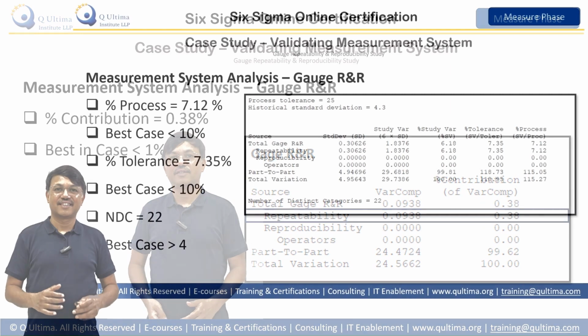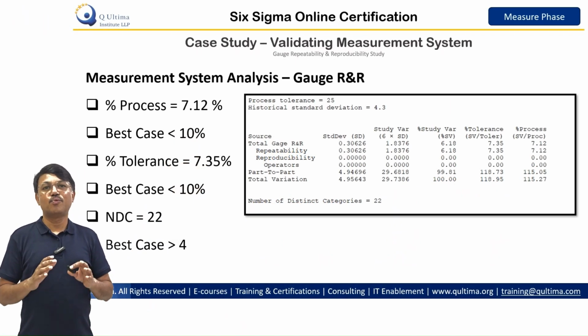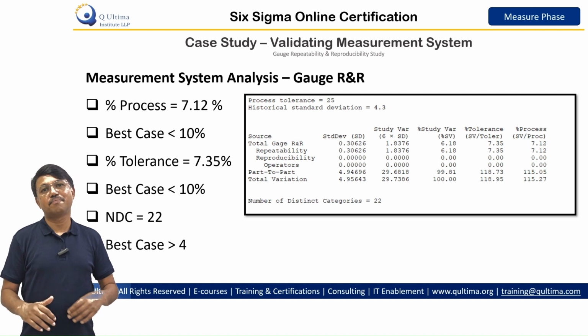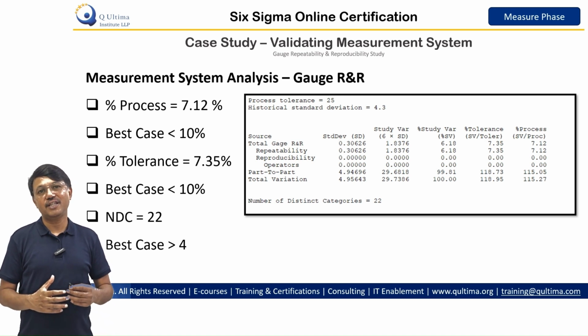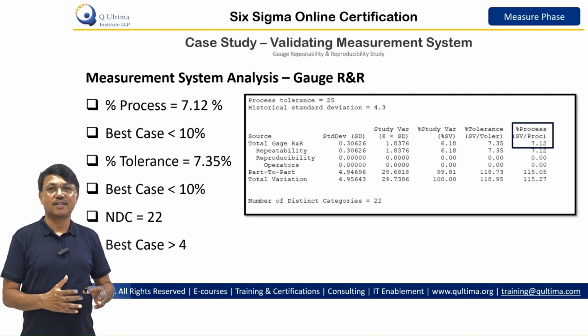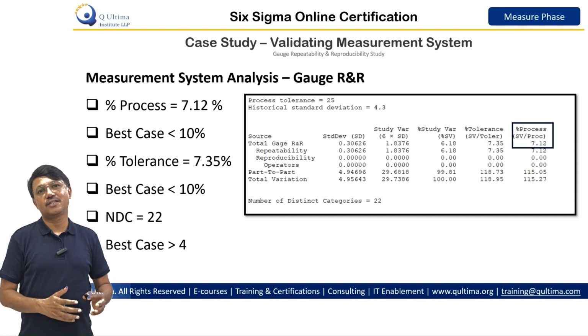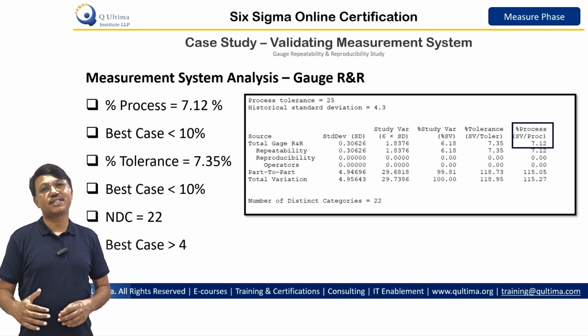The third and final table for the GRR study is the most important table. It gives us multiple pieces of information which we can see. The first thing that we should see is percentage process variation. The percentage process variation tells us how good the system is for statistical process control.